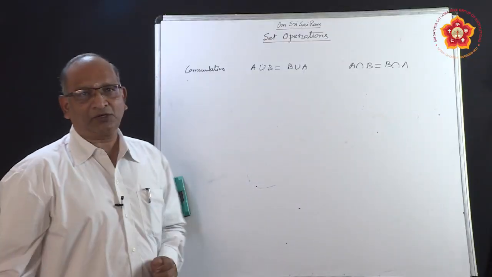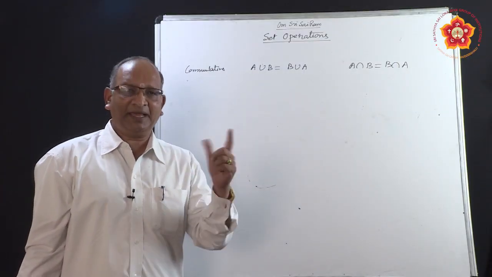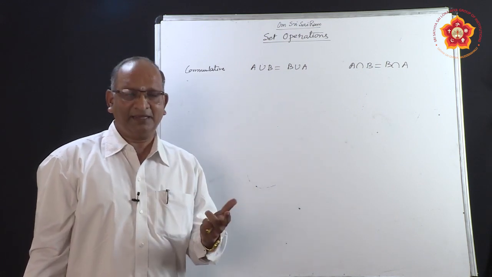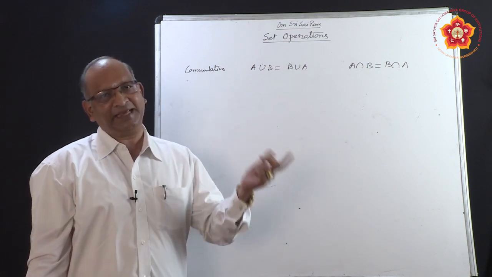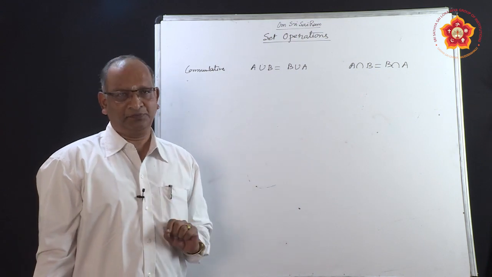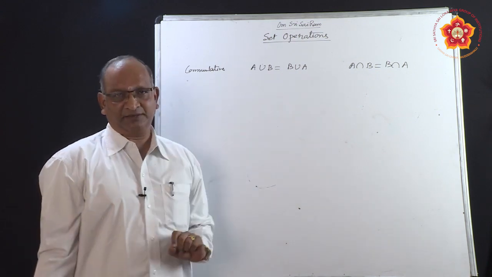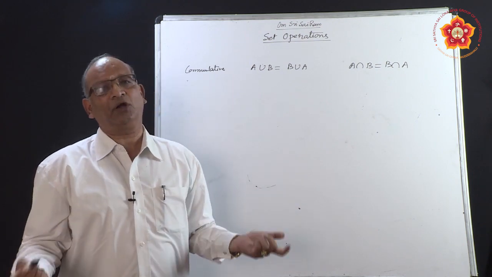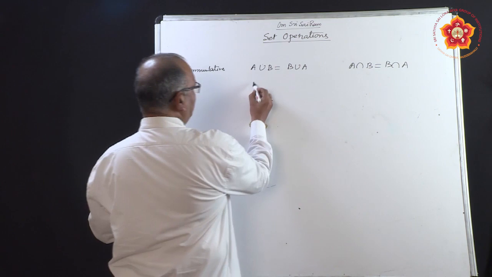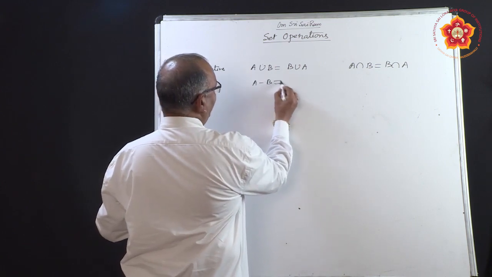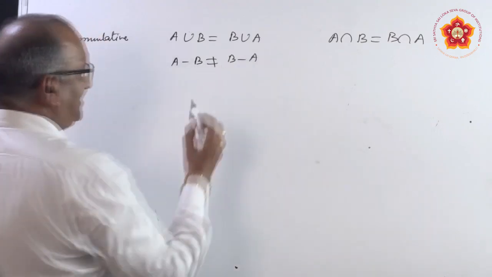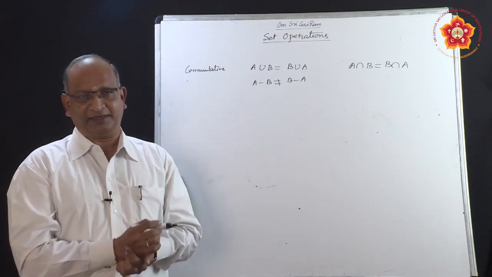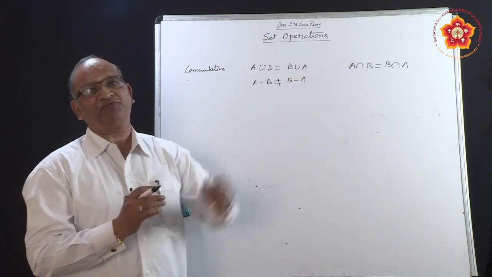If A and B are two sets, the union of A and B is the same as the union of B and A, just like addition of 2 and 3 is the same as addition of 3 and 2. Similarly, intersection. And just now we discussed that in case of difference it is not true, that is, A difference B is not equal to B difference A. So, we say difference of two sets does not follow commutativity, whereas union and intersection follow.